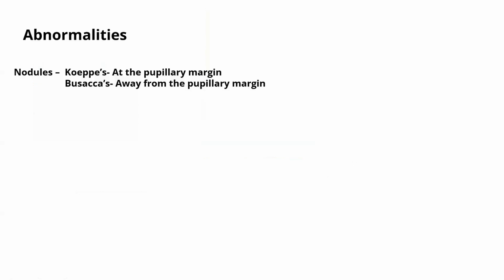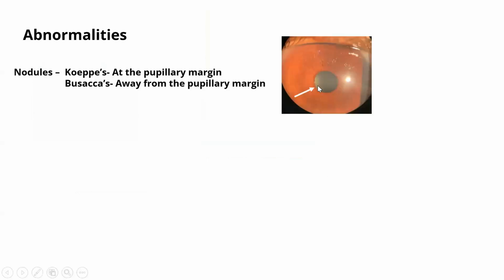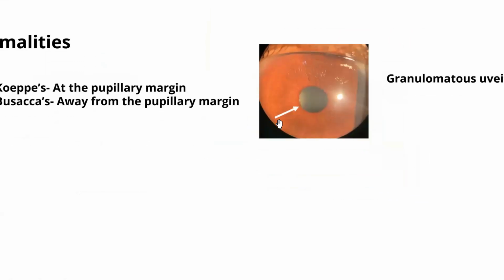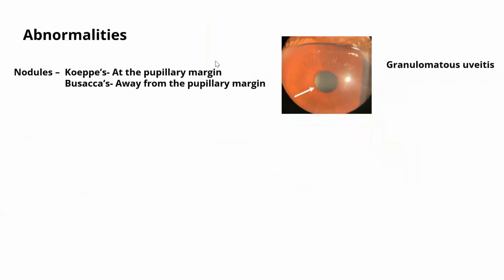The abnormalities. What are the abnormalities that you see in the iris? Sometimes we can see nodules on the iris. You can see nodules at the margin, or you can see nodules away from the margin. How will you remember it? You remember it as Koeppe's nodules are at the pupillary margin, K for Kinara, so it is at the pupillary margin. Busacca's nodules are away from the pupillary margin. You usually see them in granulomatous uveitis.